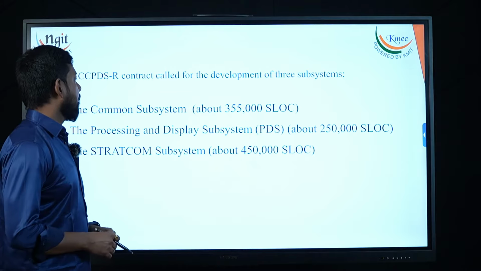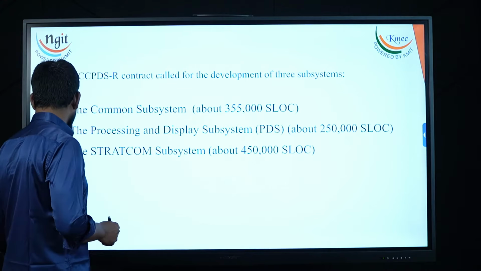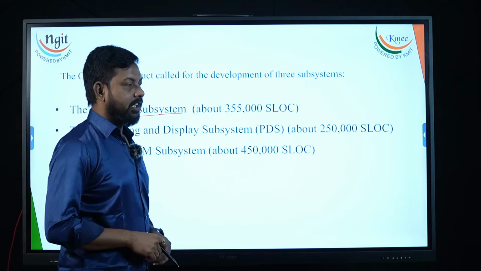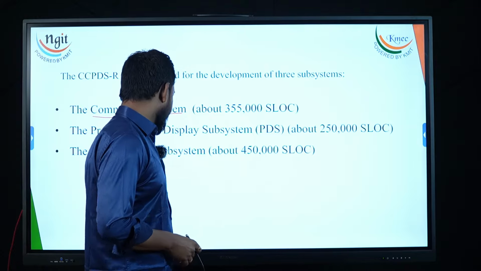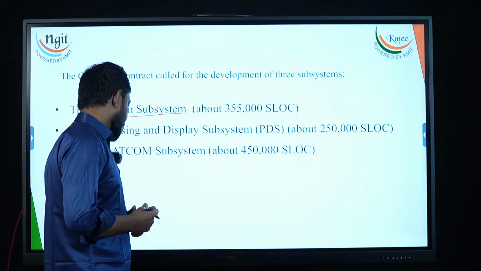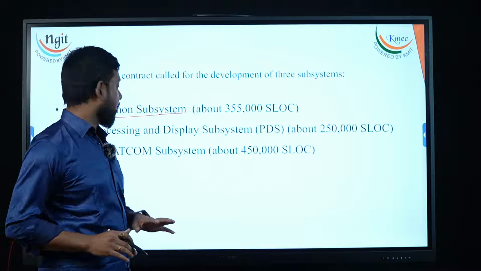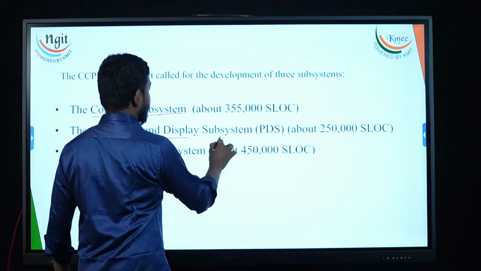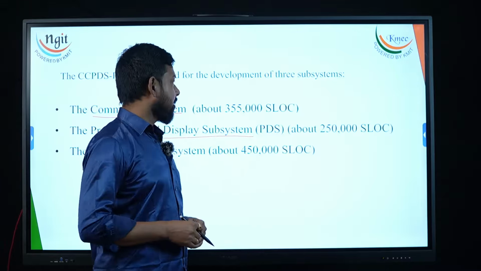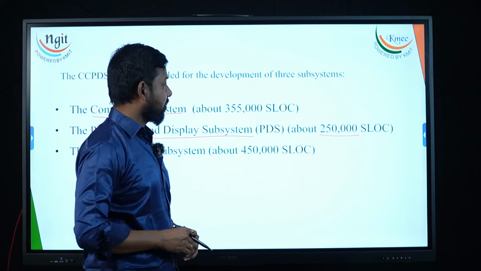So what is this project going to have? It is basically going to have three different subsystems, as already said. The first is the common subsystem, which has around 3,55,000 lines of code and is responsible for creating a reusable architecture. Second is the processing and display subsystem. This is responsible for creating a display unit for the army majors, and it consisted of around 2,50,000 source lines of code.